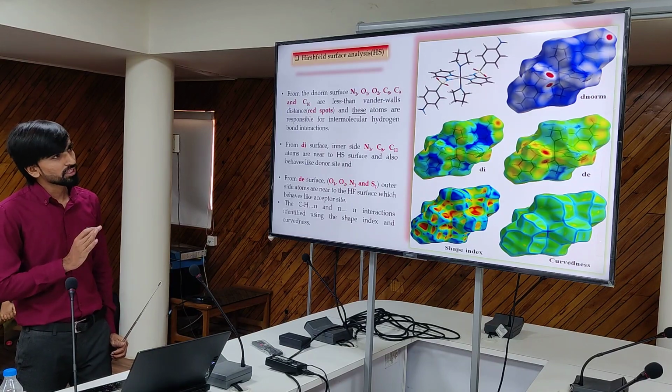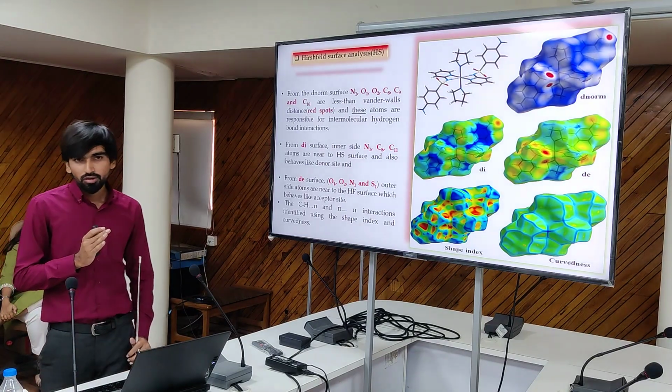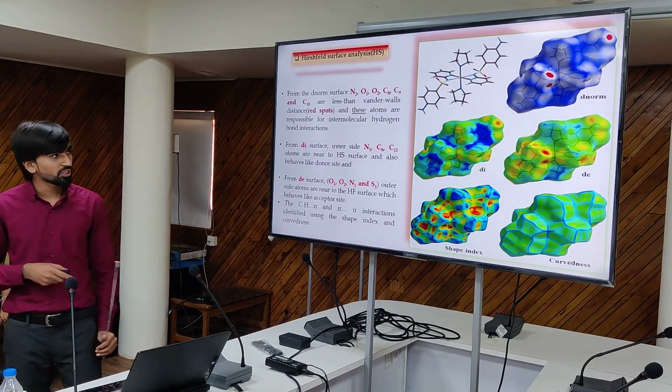Hirshfeld surface. From the Hirshfeld surface, previously we discussed that the red spots show more interaction in nature compared to the blue region.